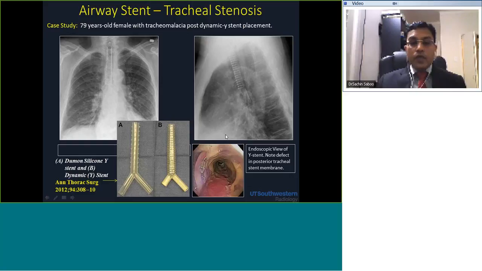And what we see here is how the Dumon silicone Y stent looks, and this is a dynamic type of Y stent. In this patient, the dynamic Y stent was used, and this is the endobronchoscopic view of the Y stent, which shows a defect in the posterior tracheal stent membrane, and that is a normal finding in these patients.